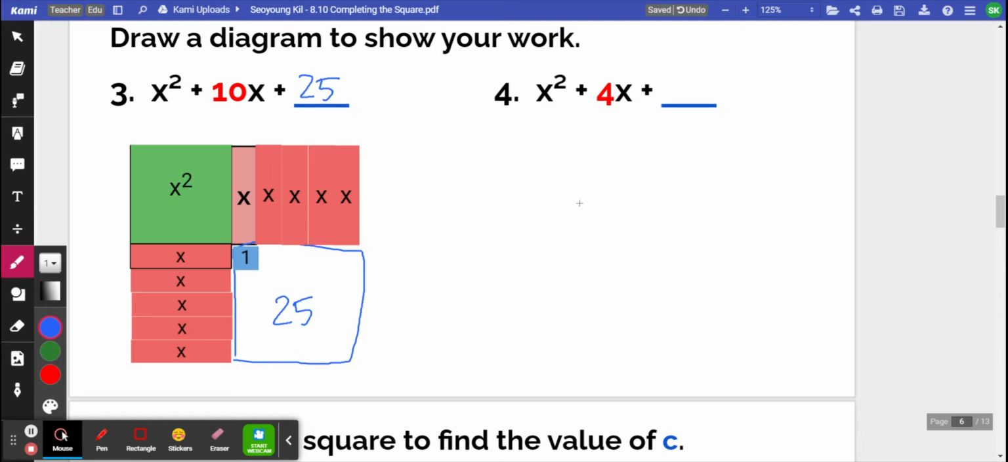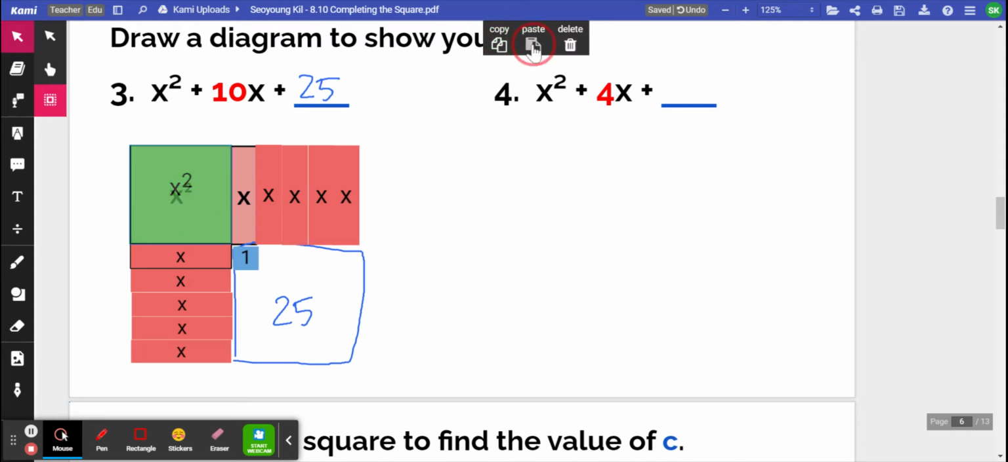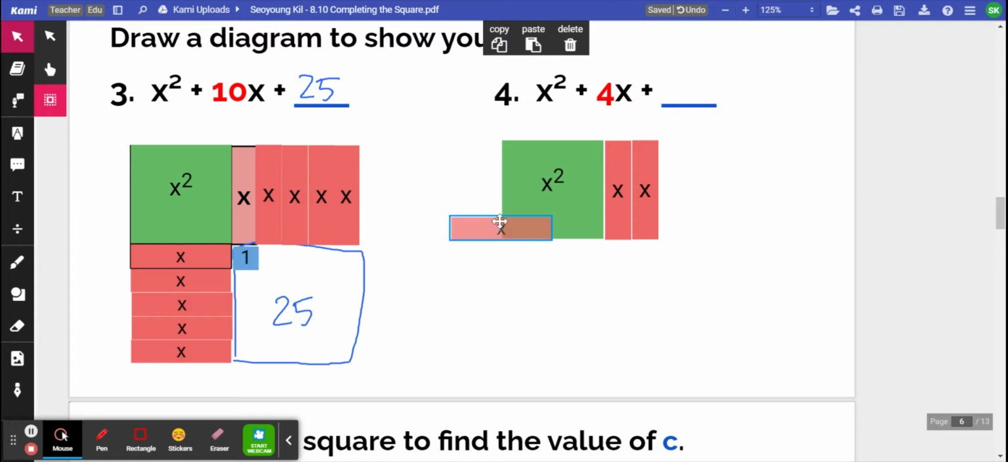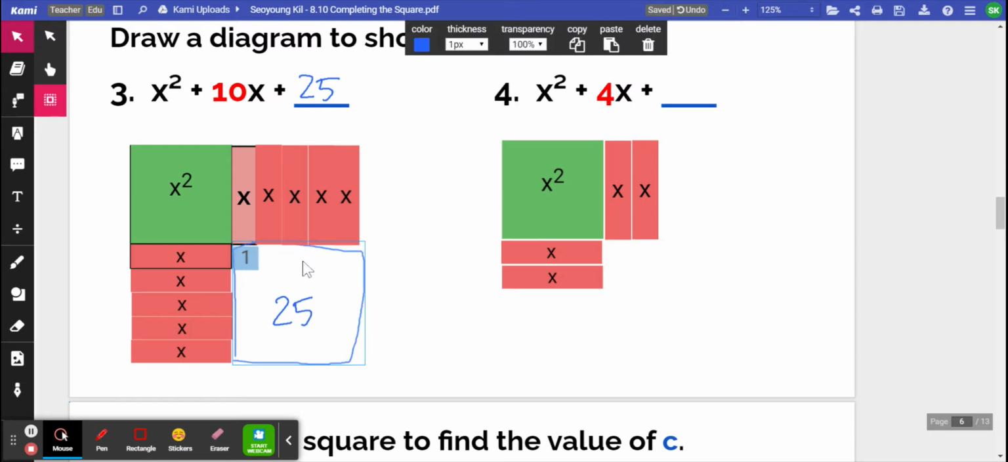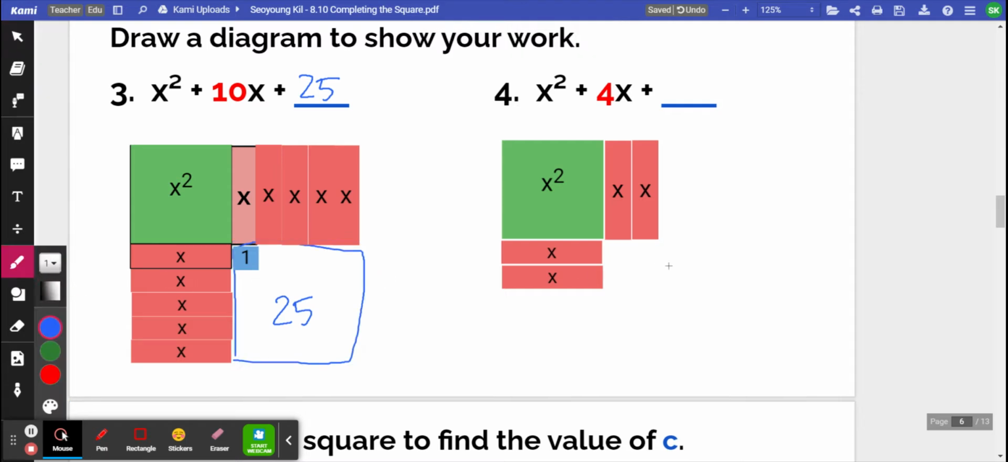For number 4, to start with my diagram, I need a box that says x squared. So here's my x squared box. Then I'm going to need 4 x's. So I'll probably need 2 to the side, just like this. And then 2 rectangles on the bottom to make a total of 4 x's. There we go. So how many little ones do I actually need in order to complete number 4? Since this is a 2 by 2, we would need 4 to complete the square.